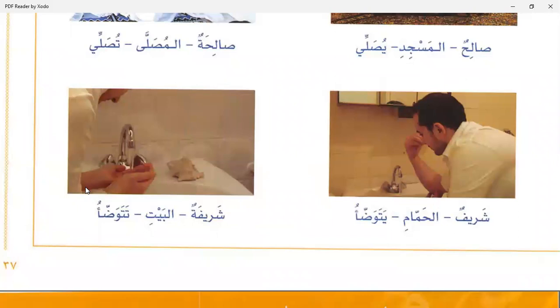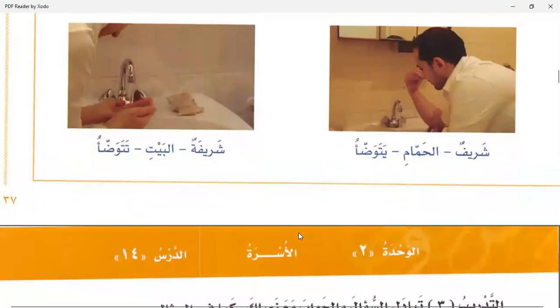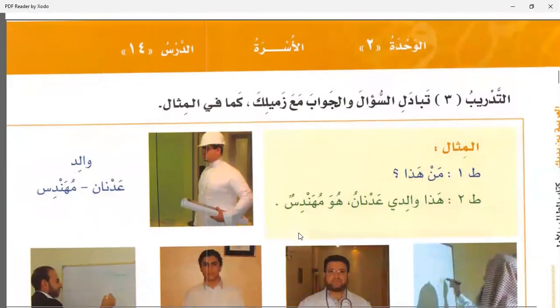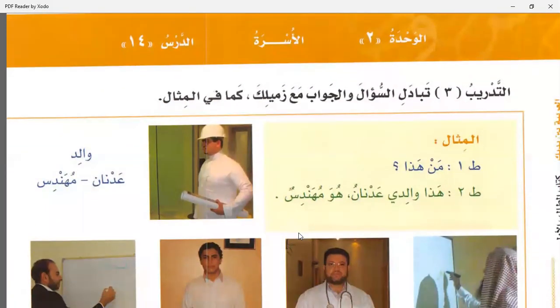Tatawaddau. Okay, so every one of you must remember that whenever you see present tense, which is called fil mudari, you better use dhamma at the end. Okay, whenever you see a present tense or present verb, use dhamma at the end of it.